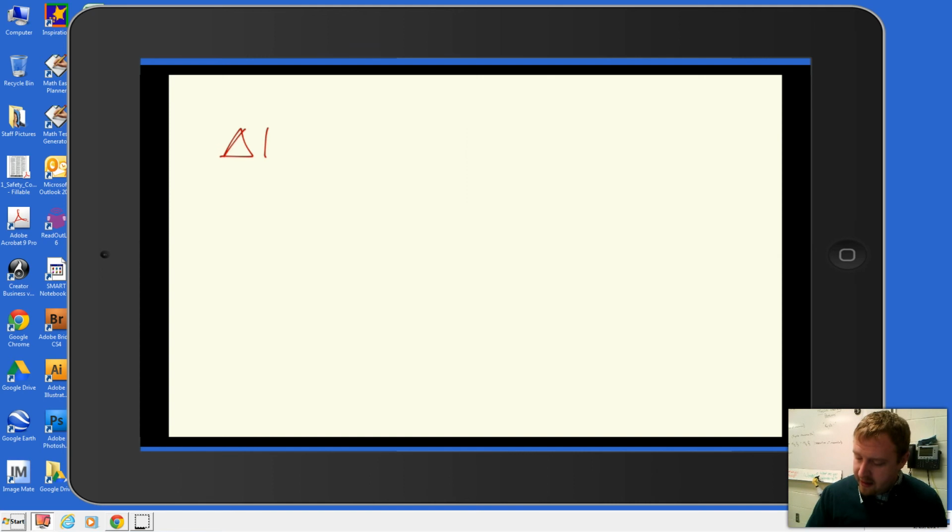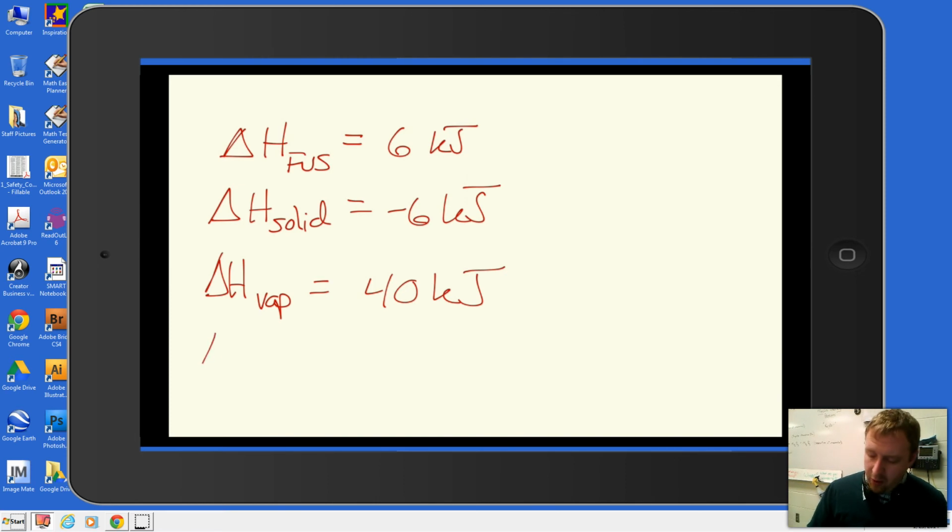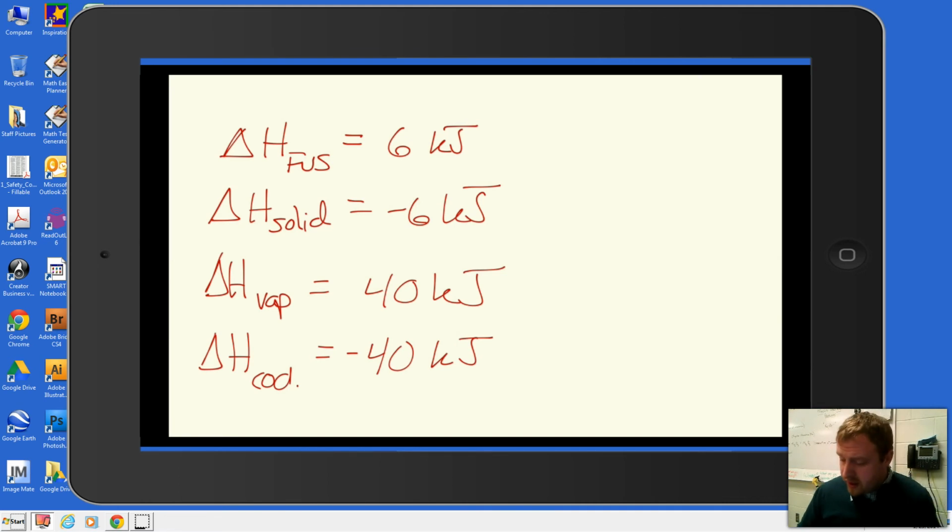So if delta H fusion, okay, is 6 kilojoules, then delta H solidification is a negative 6 kilojoules. And if the delta H vaporization is 40 kilojoules, because it's heat input, then the heat output is just the opposite, negative 40 kilojoules. Okay, so we can use this in our last conversion. We see that, hey, it's negative 40 kilojoules. It's just the opposite of vaporization.